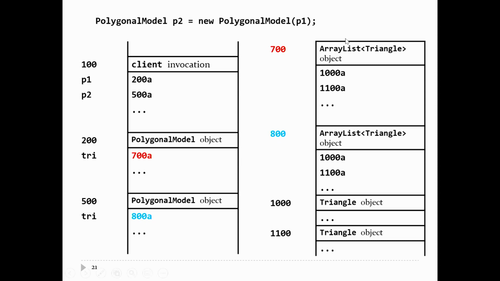If you modify this list, then this list changes, but the second list does not change. If I change the element at address 1000, in other words, if I change that triangle somehow, then both lists have a reference to that triangle. So both lists see the modified triangle.